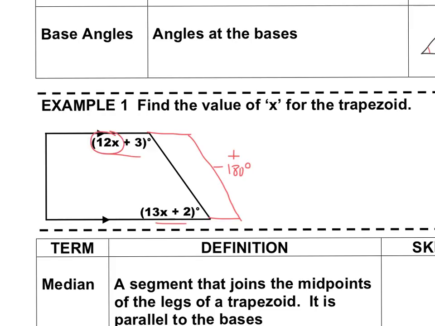So I'm going to go ahead and add these up. 12x plus 13x would be 25x. 3 plus 2 would be 5. And that should equal 180. I can subtract 5 from both sides, and I get 25x equals 175. And then when I divide by 25 on both sides, you get x to equal 7.